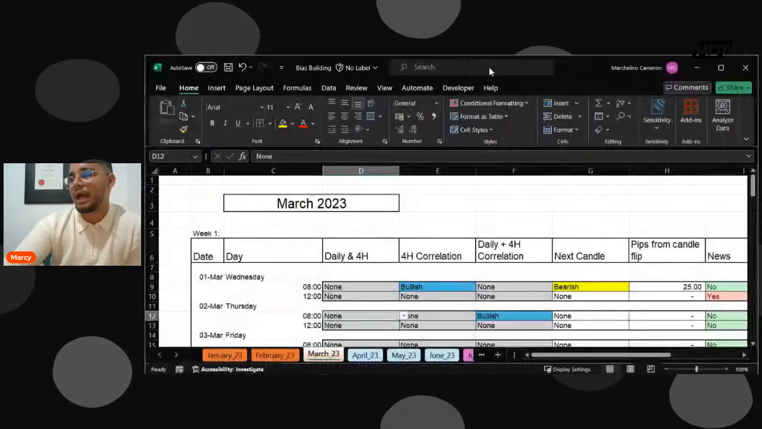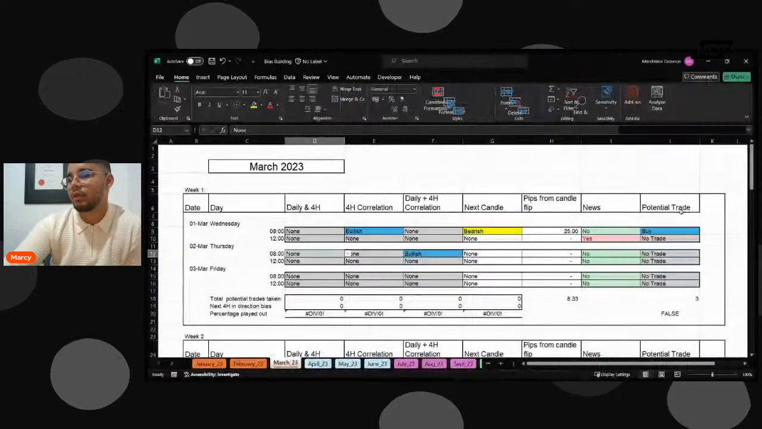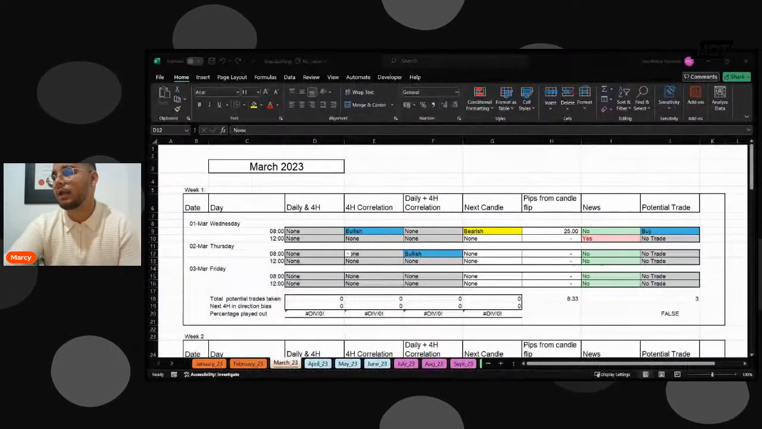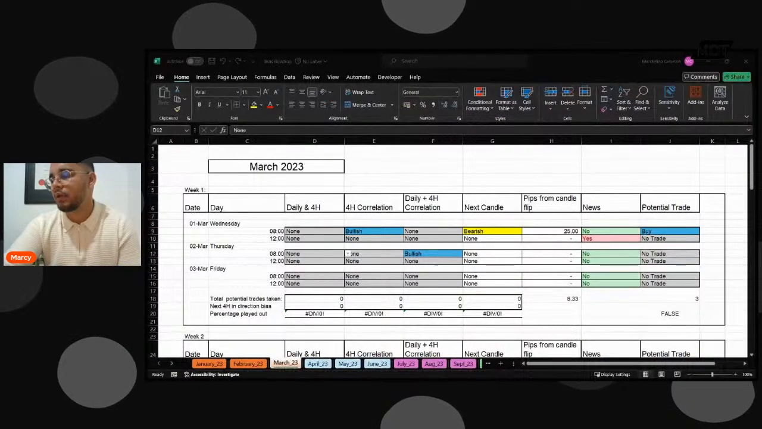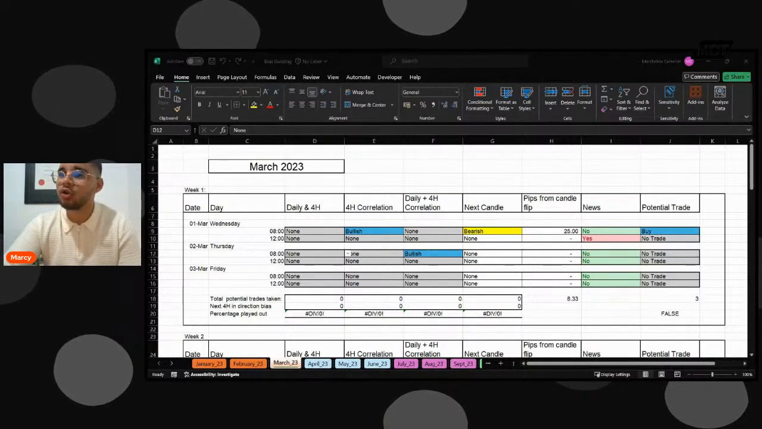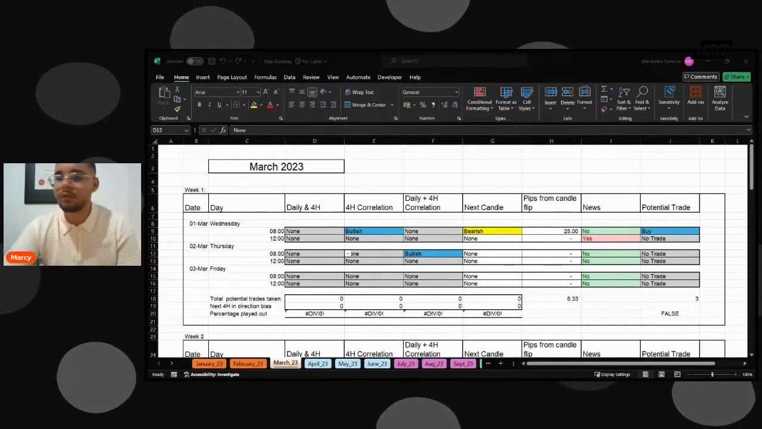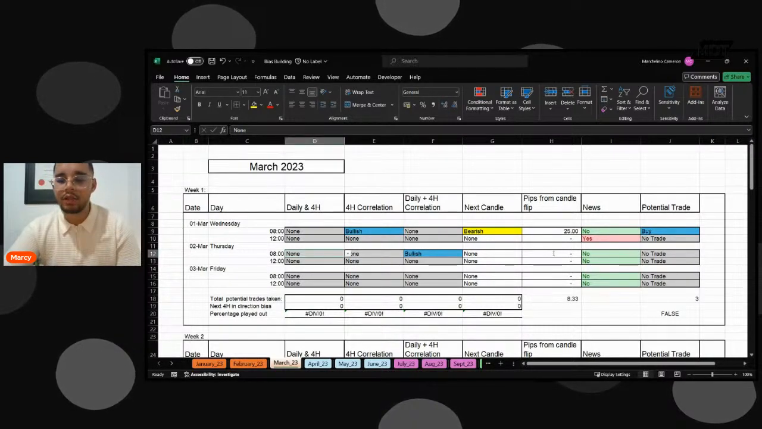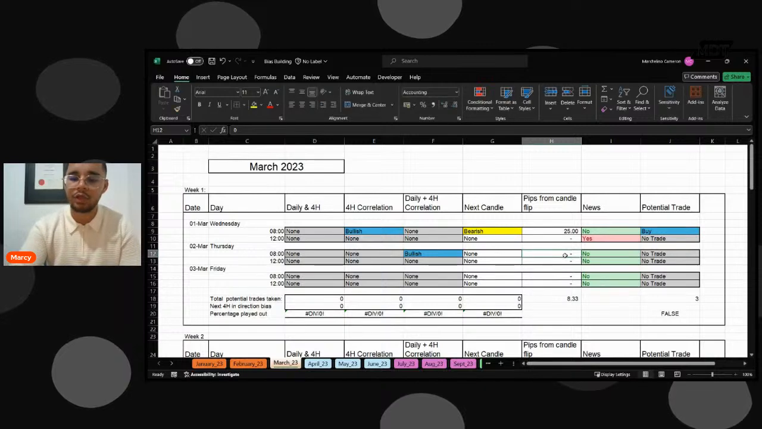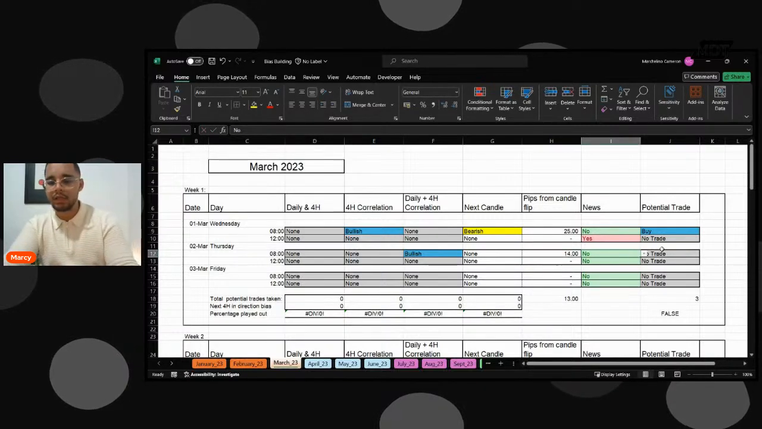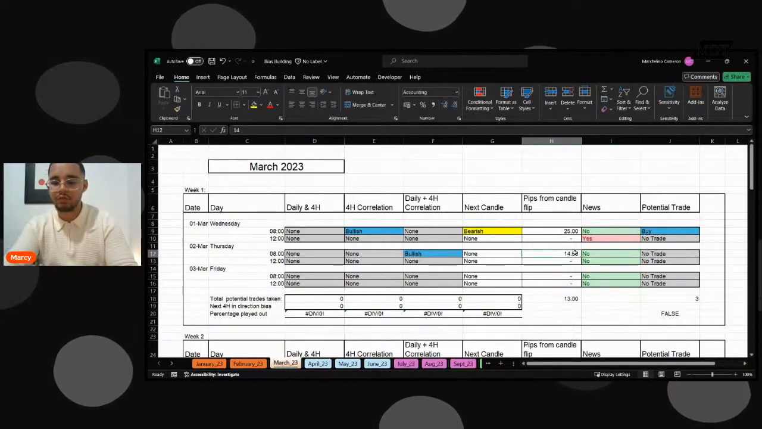Now we're looking at the next candle on pound JPY. The next candle closed bearish. That's so sad. But you can see that that was 14 pips. I don't know if we would have gotten a trade, but it is above 10 pips. And just to keep it completely honest and true.